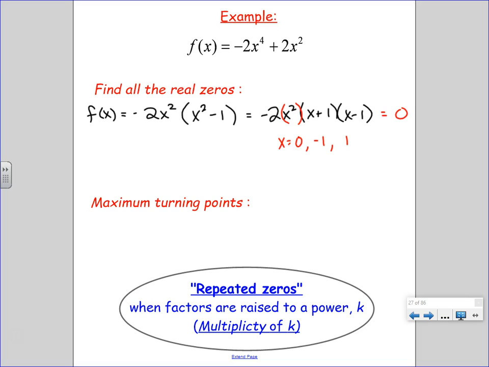So we don't do anything with negative 2. No. Just because negative 2 equals 0, oh, it's not possible. So negative 2 can't make the 0. Only these pieces can. Does that kind of make sense?